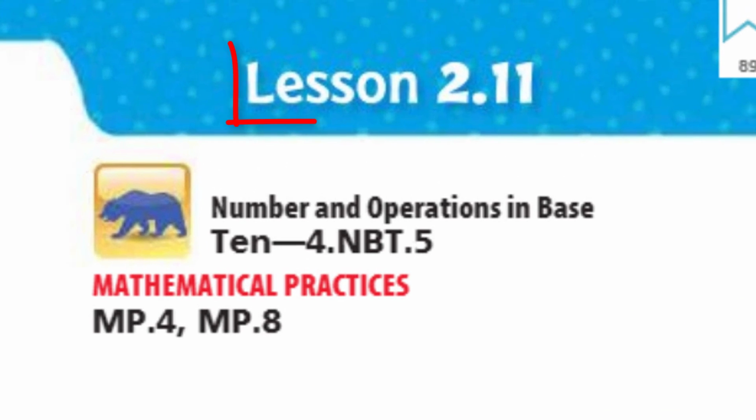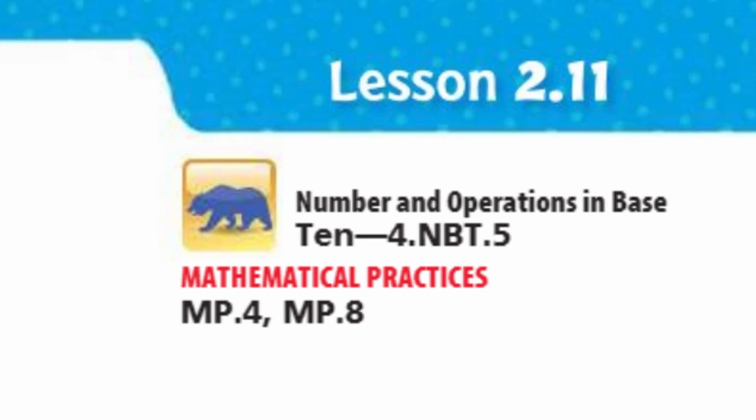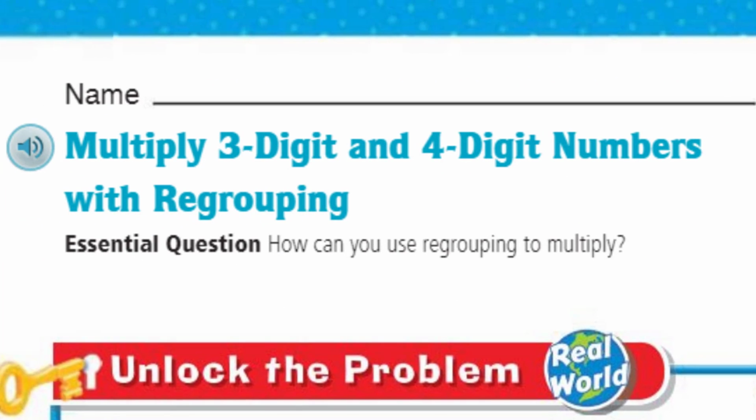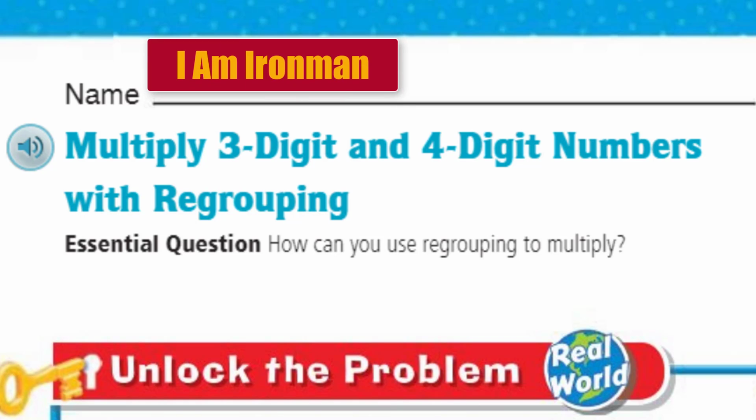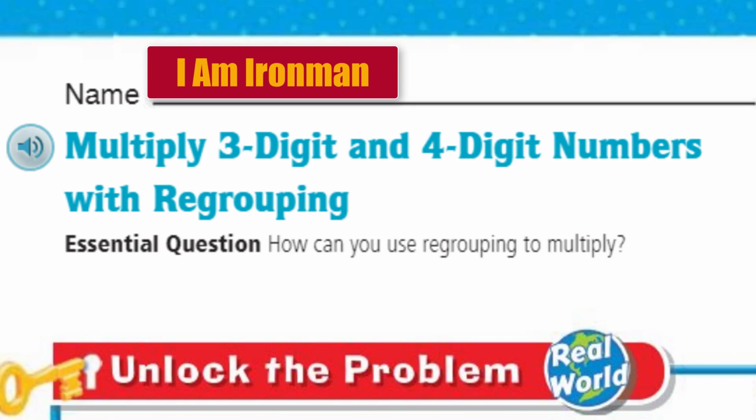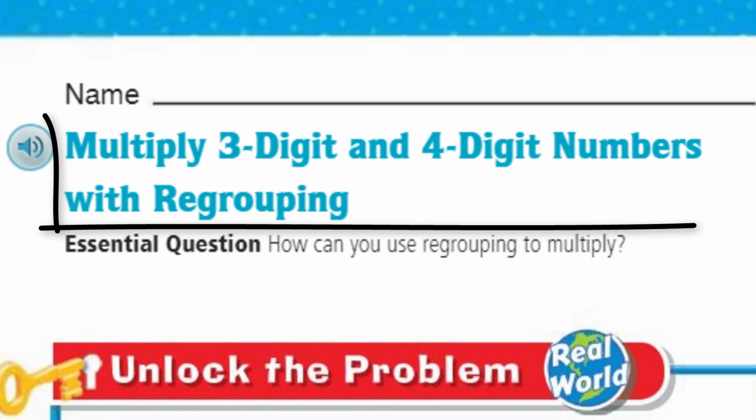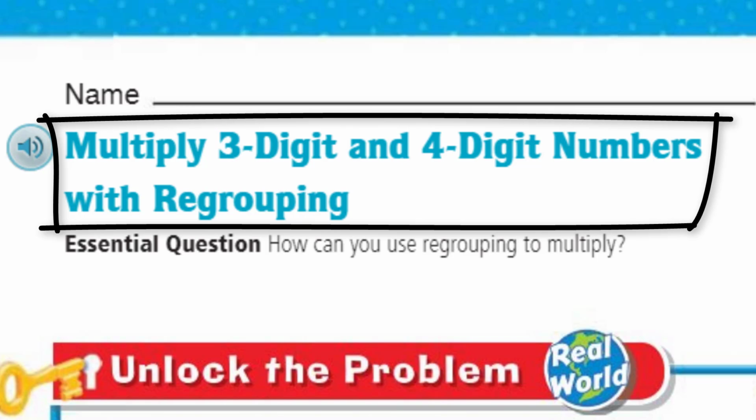Now, we are doing lesson 2.11. Whoa, there's a lot of lessons in this chapter. Our topic, we're moving towards learning this algorithm, right? With multiplication. The topic says that we're going to multiply 3-digit and 4-digit numbers with regrouping. Dude, why did it get so hard? I don't know. It just suddenly went, whoa, we're like cruising.